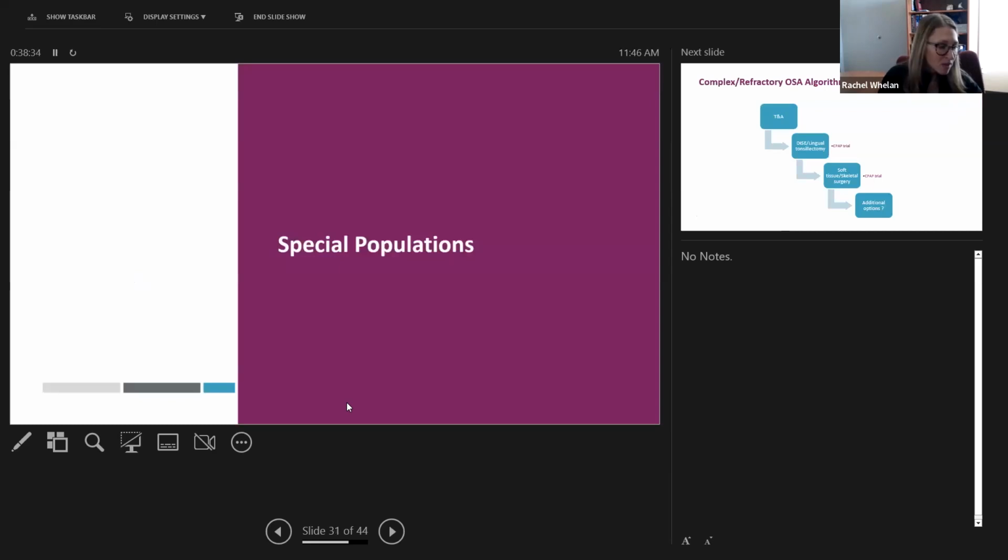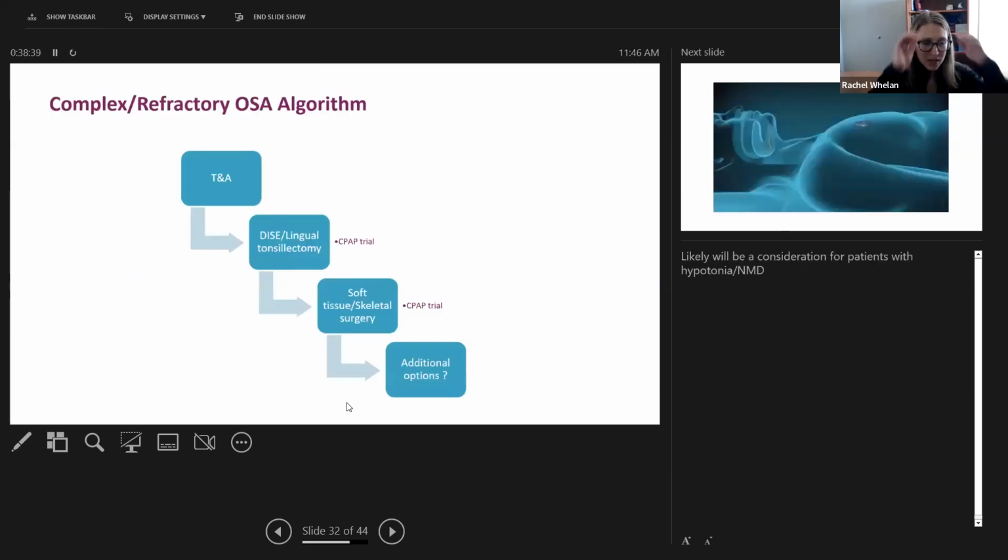And then the last few minutes here, I figured I would give you the updates in terms of where we are from an Inspire standpoint for pediatric patients. And basically when it comes to children with refractory sleep apnea or residual sleep apnea, this tends to be the algorithm that we follow.